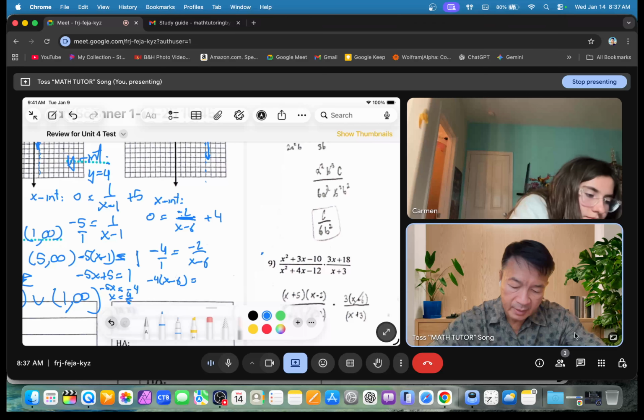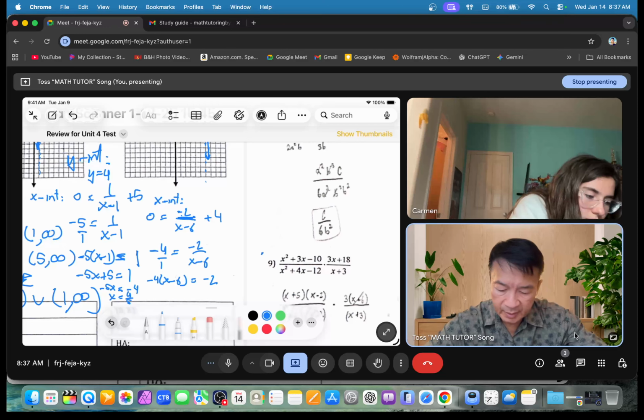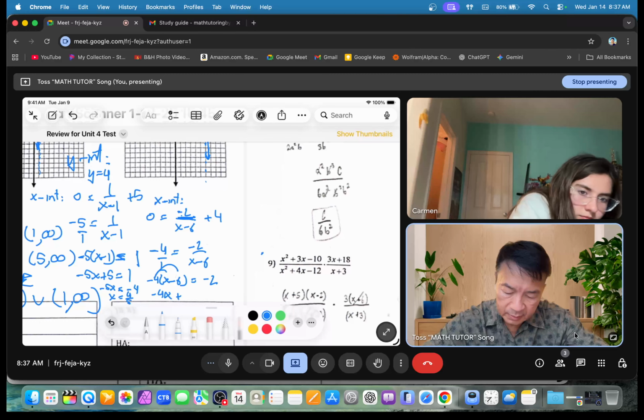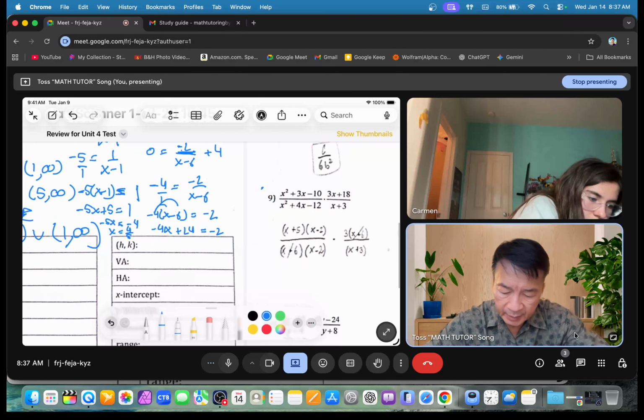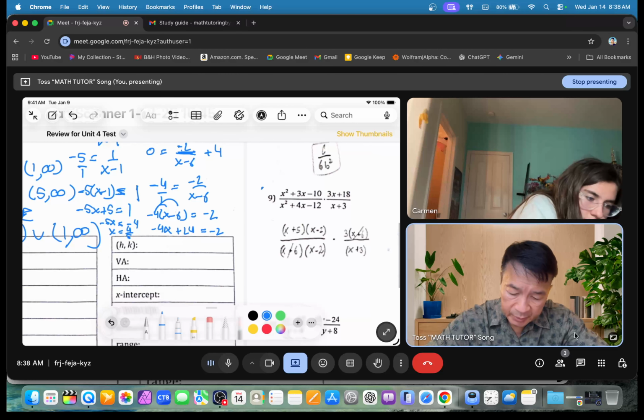Okay. And then negative 2 times 1 is negative 2. I just write negative 2, and then distribute. So negative 4x plus 24 equals negative 2. Okay. Subtract both sides by 24. You're left with negative 26 and 4x left here.